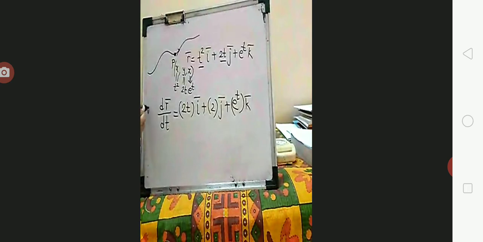Correct. So this represents the velocity of a particle along any point. Correct. At any point t. So if I specially mention that t equal to 0, and you now want to calculate the velocity at t equal to 0, then in that case I have to just substitute t equal to 0. Correct.